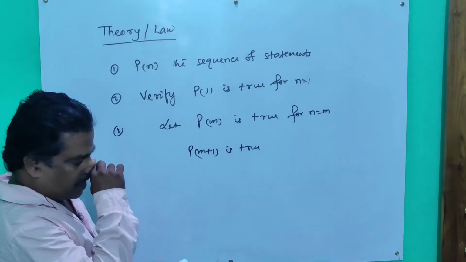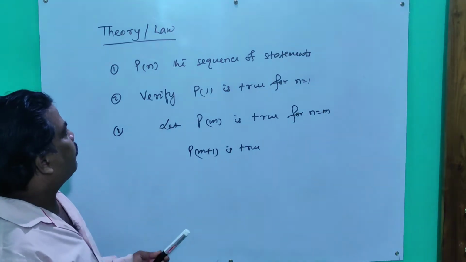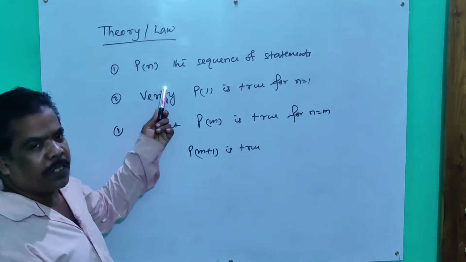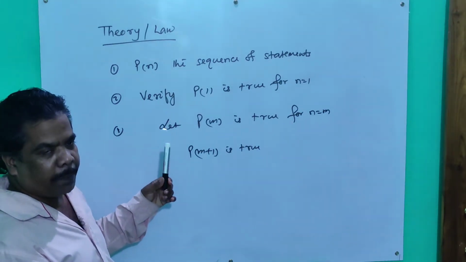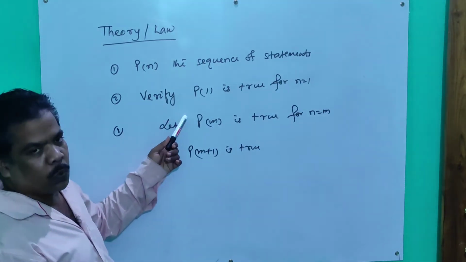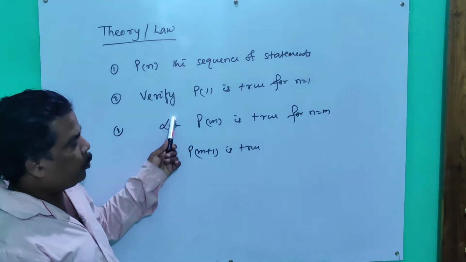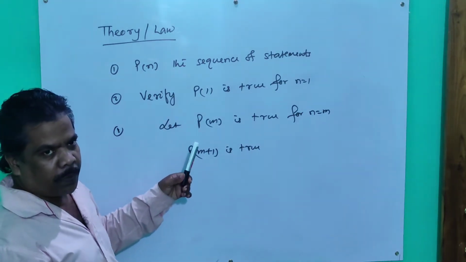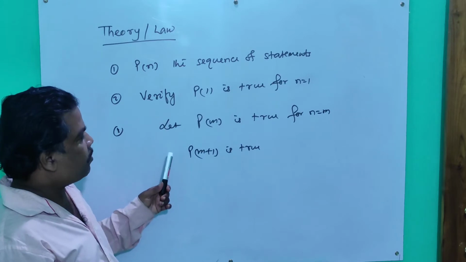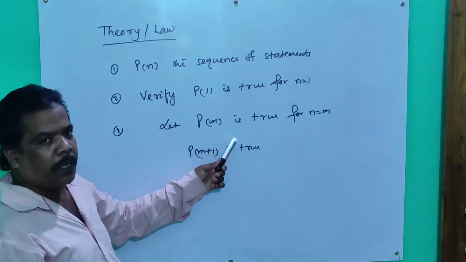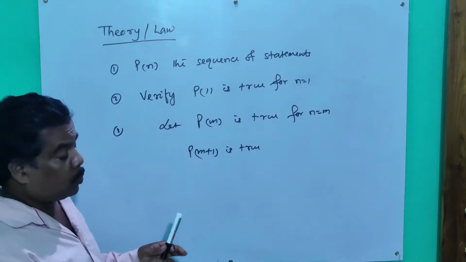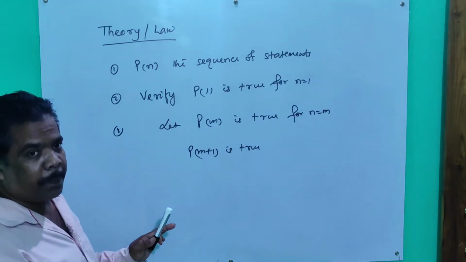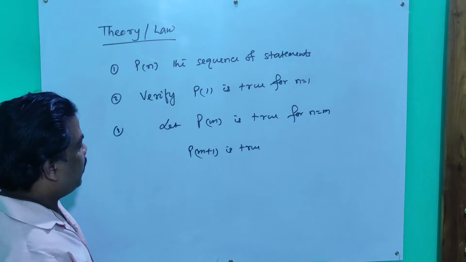Now in induction we take Pn, that is the sequence of statements. First of all we have to verify P1 is true for n is equal to 1, P2 is true for n is equal to 2. Then take the assumption that Pm is true for n is equal to m. If Pm is true implies Pm plus 1 is true, then we say by the principle of induction Pn is true.